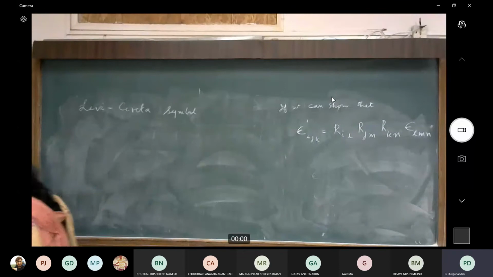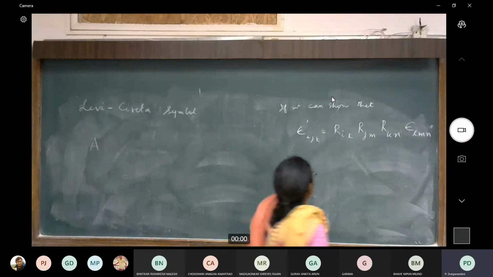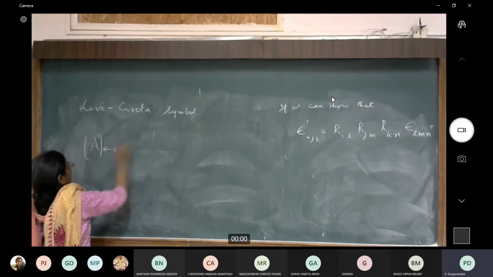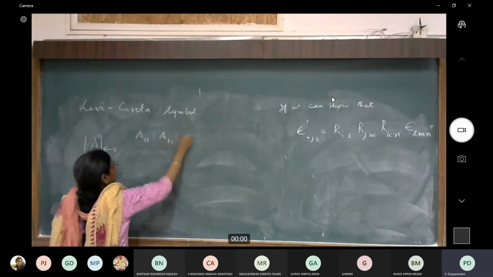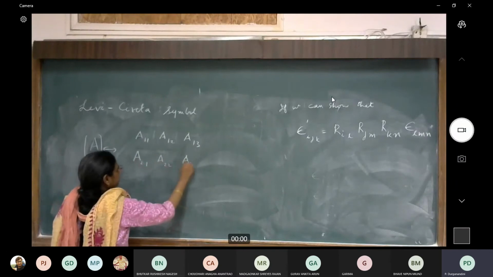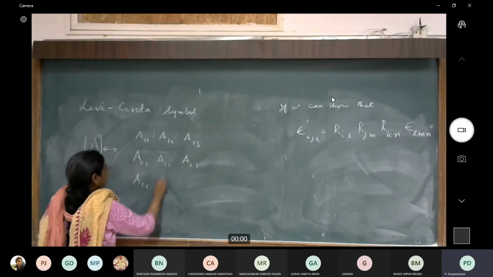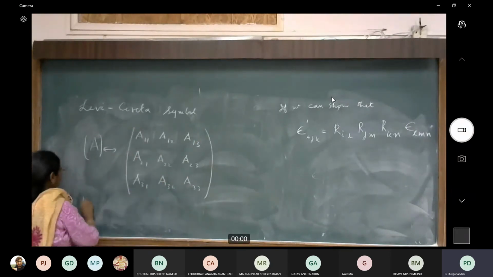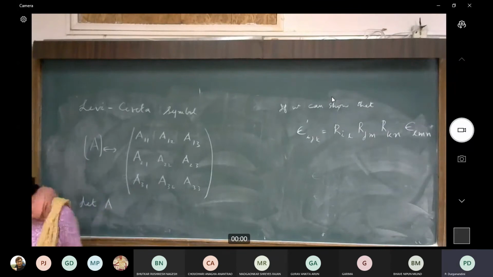Consider a 3 by 3 matrix. Suppose I have a matrix A. So I want to show this, but in this process, I'm going to show you something else. So let's say I have a matrix A and its elements are given like this. Now, what is the determinant of it? Let's write it explicitly.